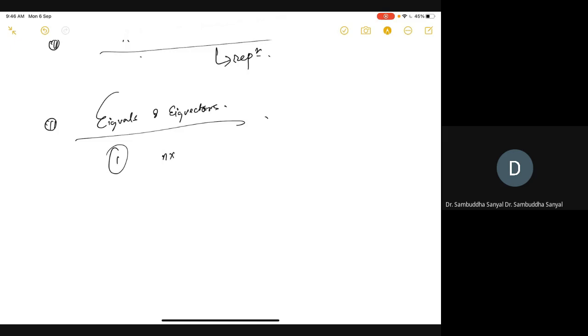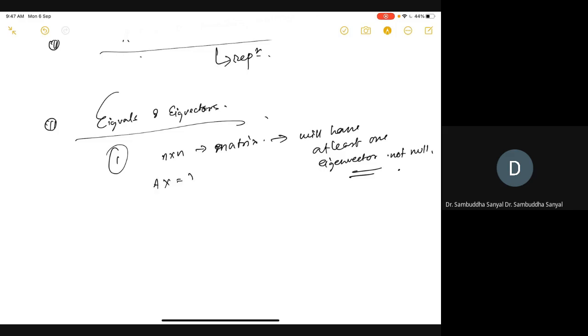So the statement is: an n by n matrix will have at least one eigenvector, and that is not null. Not null, which means if A is some matrix like this, then at least one x must satisfy this equation, which is not a null vector.